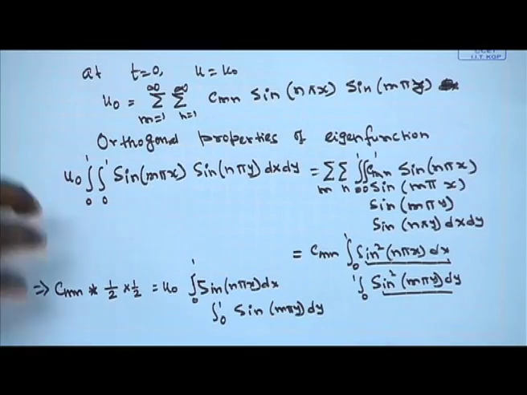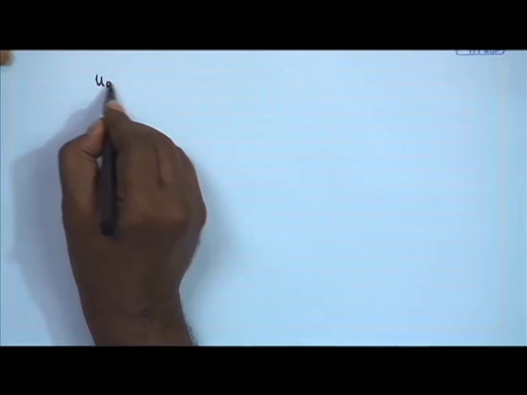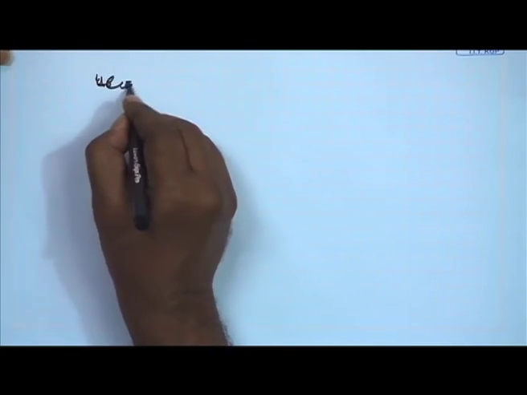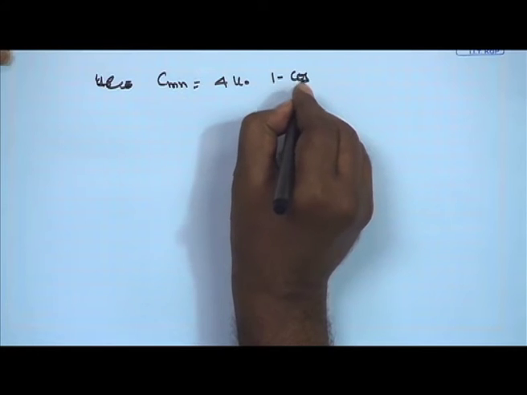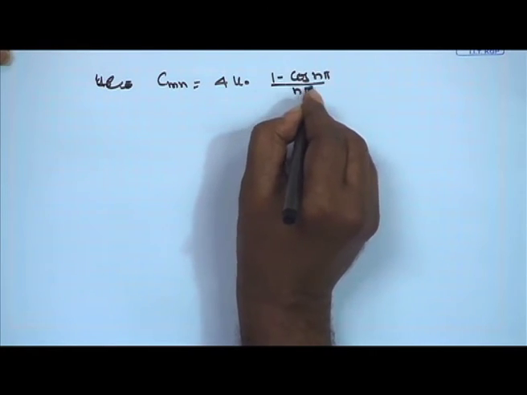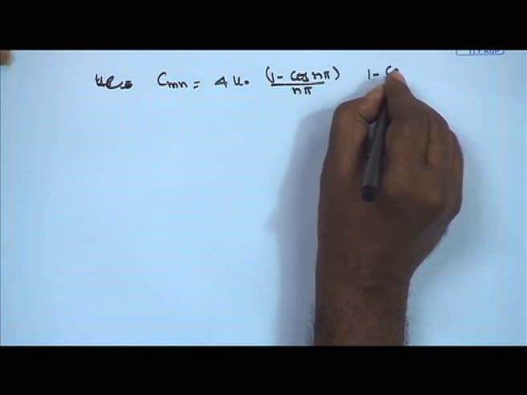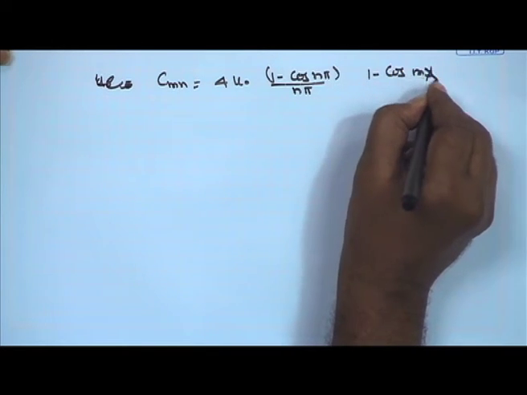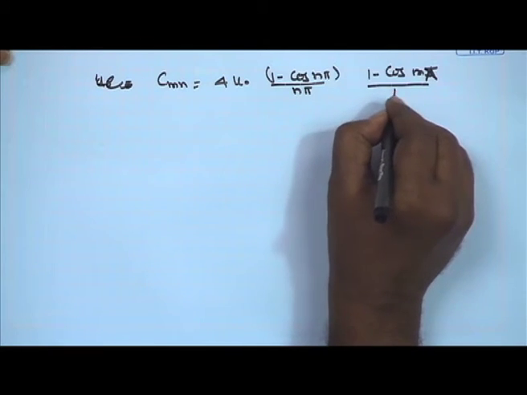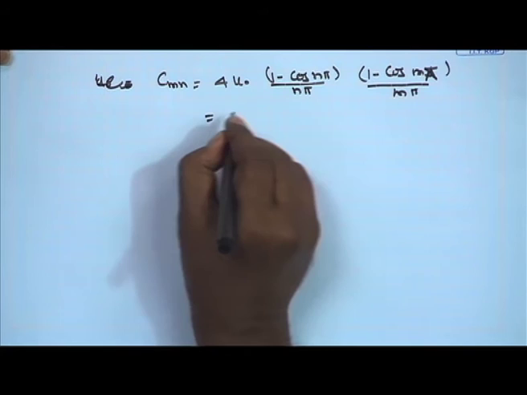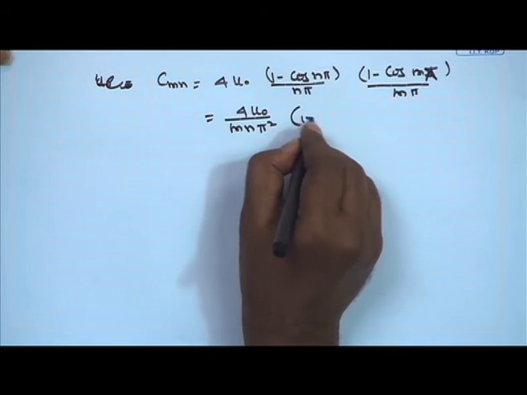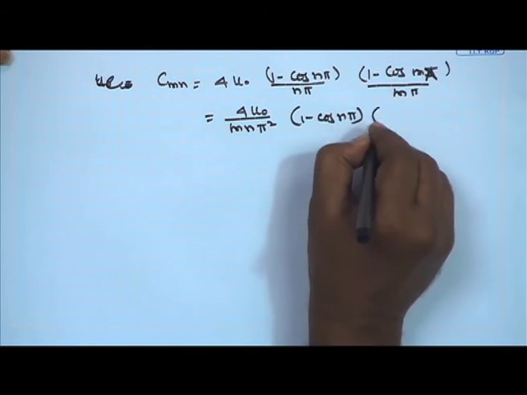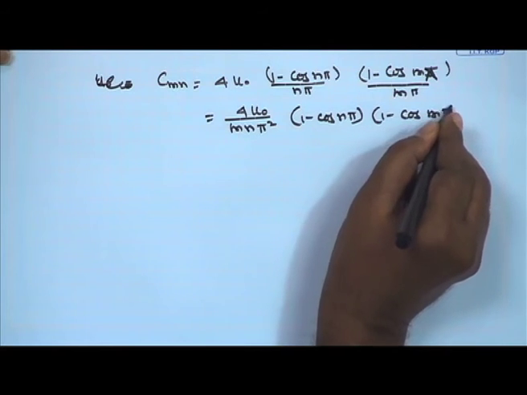So, if we do that, then let us see how the functional variation of u naught looks. Cmn will be nothing but 4 times u naught, 1 minus cosine n pi divided by n pi, times 1 minus cosine m pi divided by m pi, and you will be getting 4 u naught over m n pi square, 1 minus cos n pi, 1 minus cos m pi.